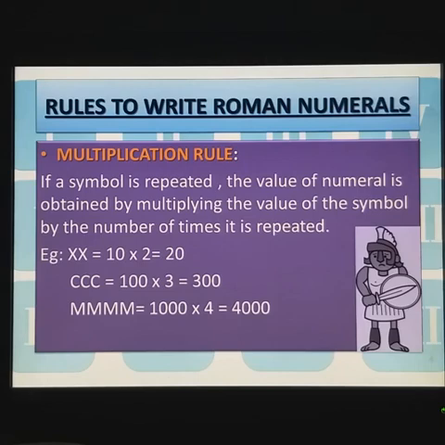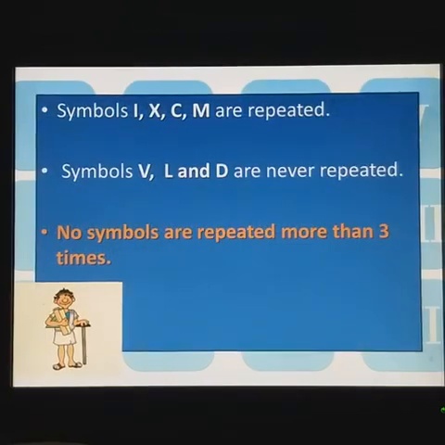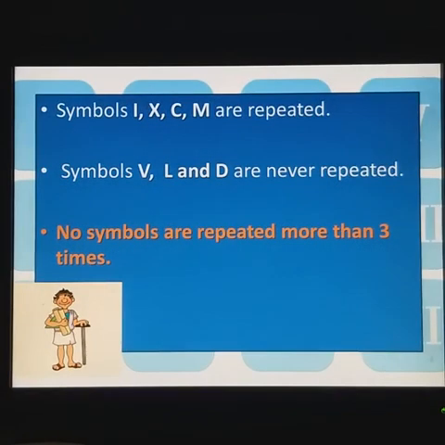Similarly, symbol C is repeating thrice, so we can multiply 100 with 3 and it gives you 300. Similarly, symbol M is repeating 4 times, so we can multiply it with 4. Symbols I, X, C, M can be repeated. But symbols V, L and D can never be repeated. We can use these symbols only once. And no symbol is repeated more than 3 times.